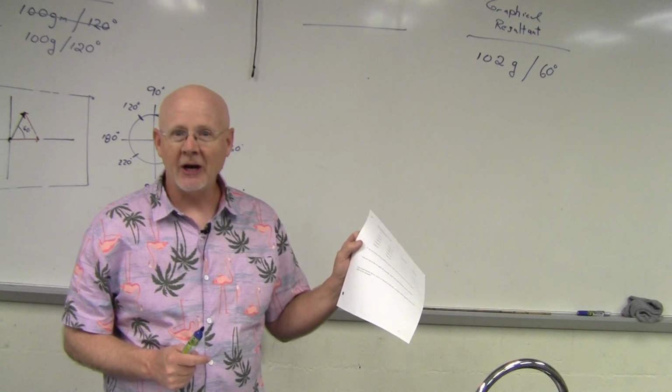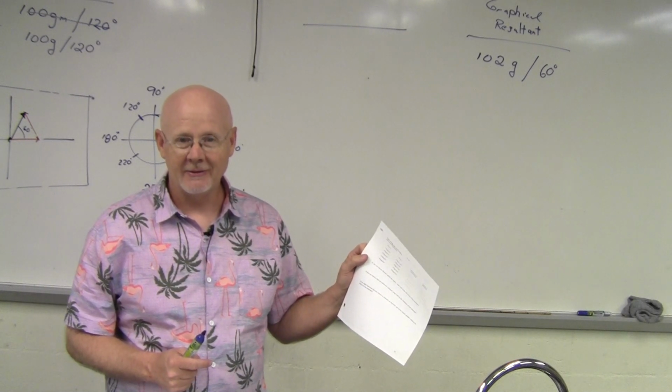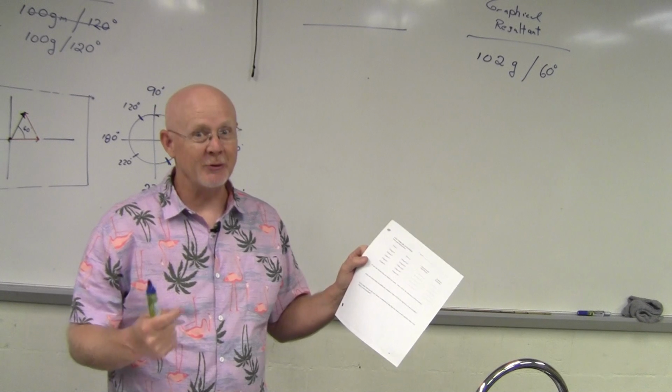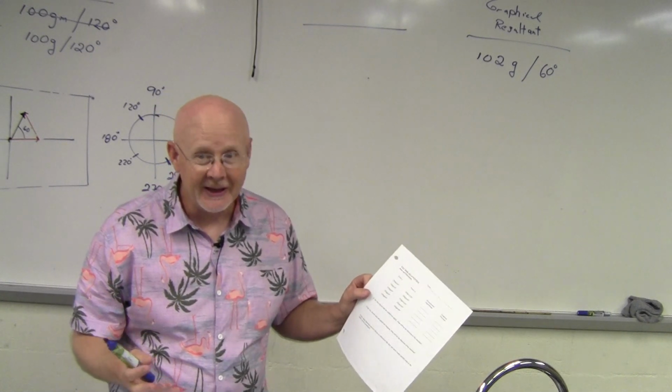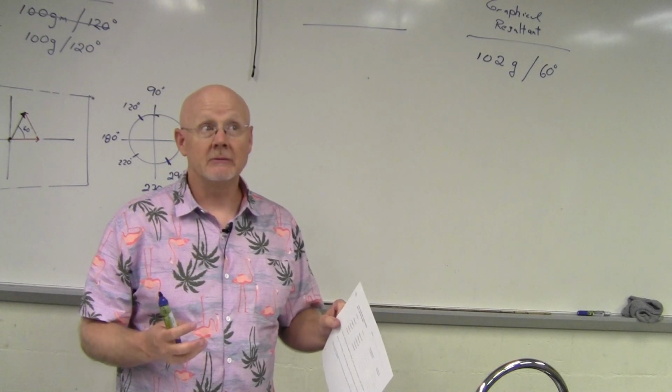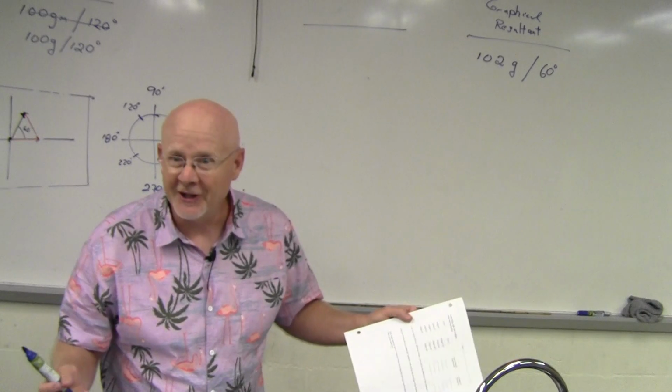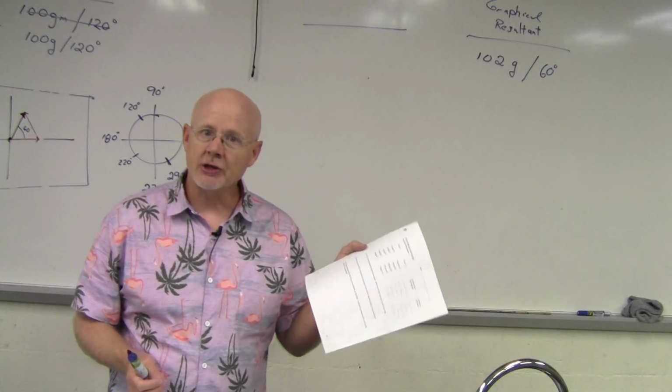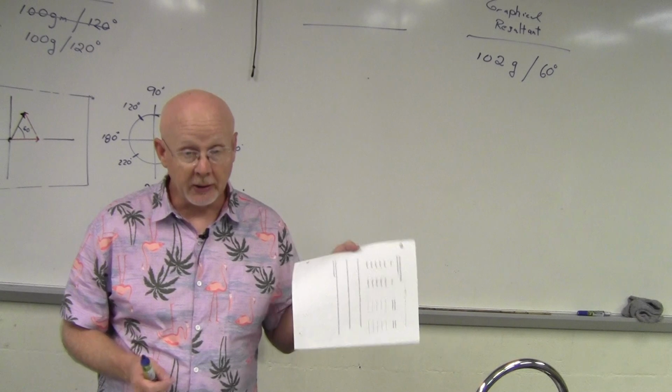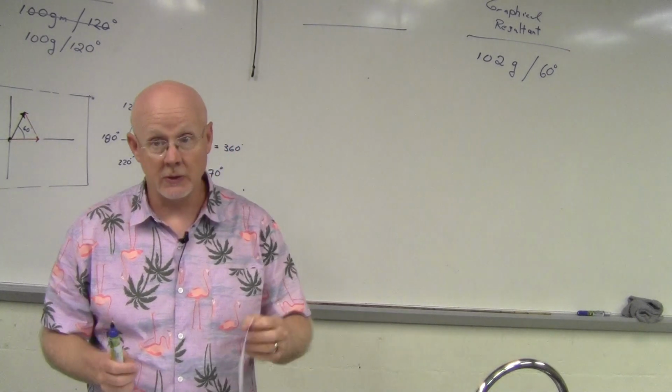And so when we put 100 and 100 together, sometimes we will get 100, sometimes we will get 141, but it just depends how we put it together. And this is going to illustrate how direction comes into play. It's not just the magnitude.